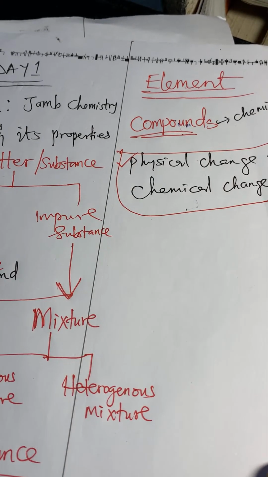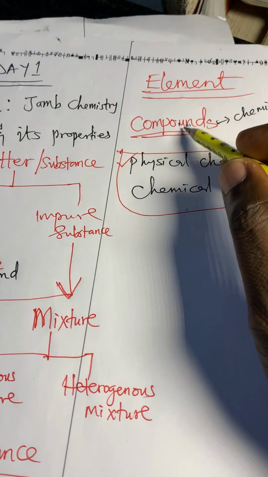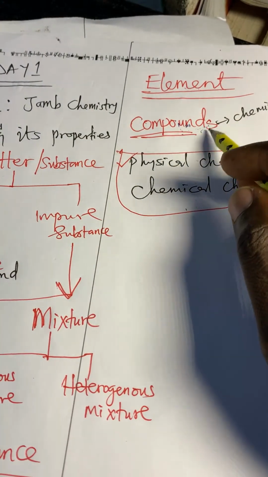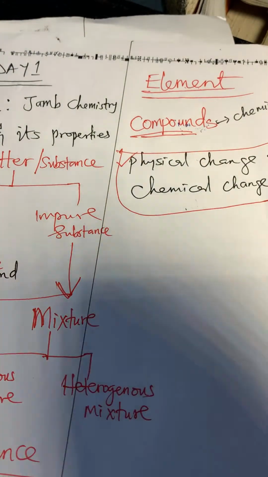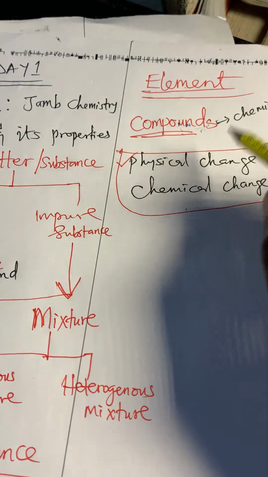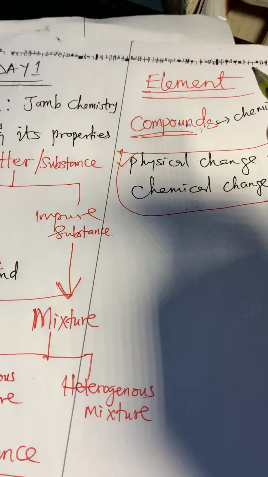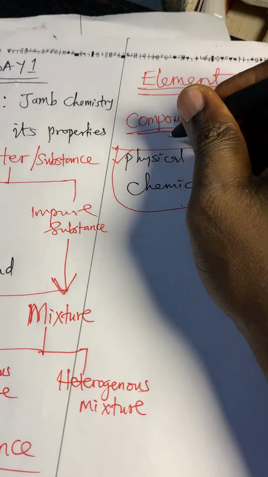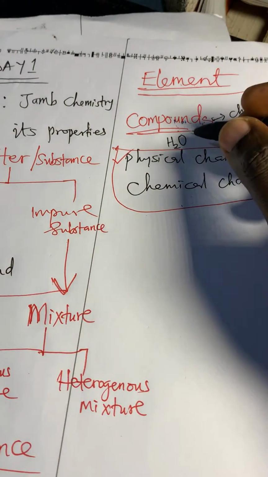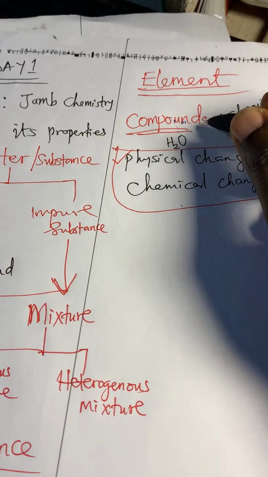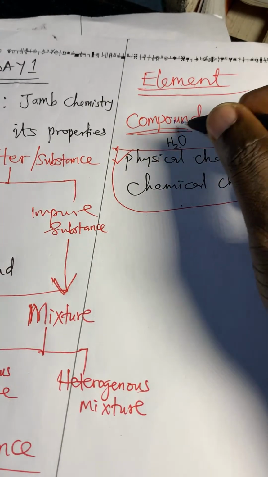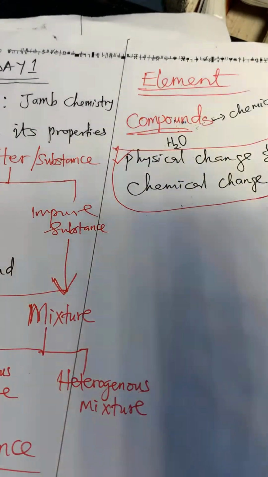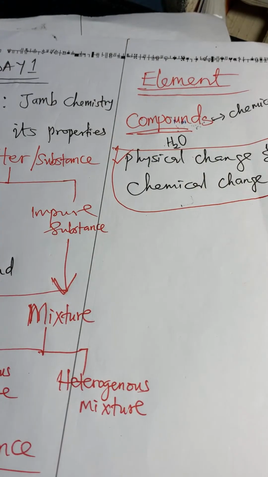I say a compound is formed as a result of what? Chemical change. Chemical change, and new substances with entirely different properties from those of its component elements or constituent elements. When we talk about water, an example of a compound, we have H2O, water. The properties of hydrogen and oxygen are different, but as they form this, the properties of water are entirely different from that of hydrogen and oxygen that make up water. That is what we are saying here.